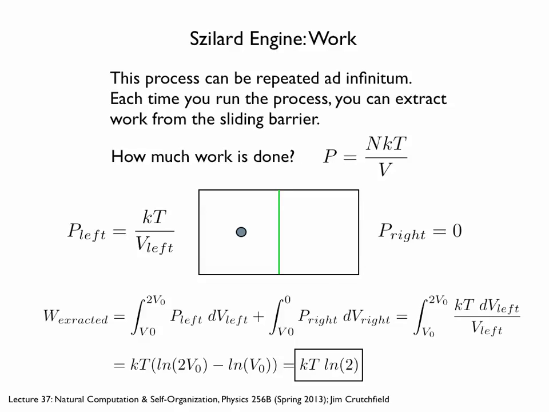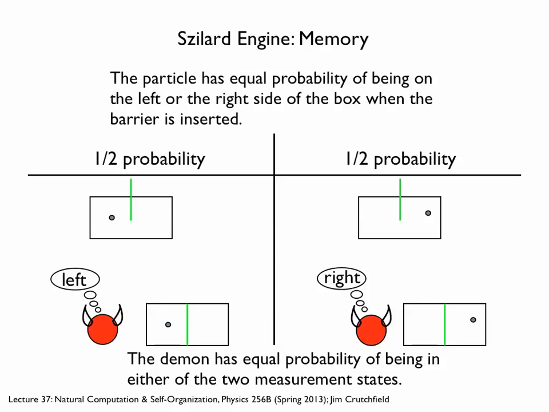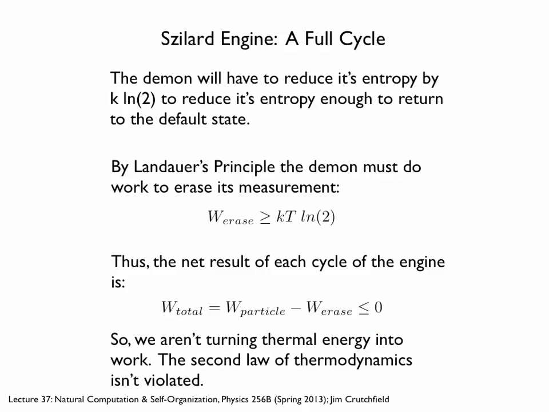Okay. Right. So I think we're done with this slide. So continuing on. Like I was telling you about, since there's a 1/2 probability that when you insert the barrier, the particle's on the left as it is on the right, those are both 1/2 probability cases. The probability that the daemon is in the left measurement state versus the right measurement state after measuring are both 1/2. And thus you have two equivalent measurement states for this system.